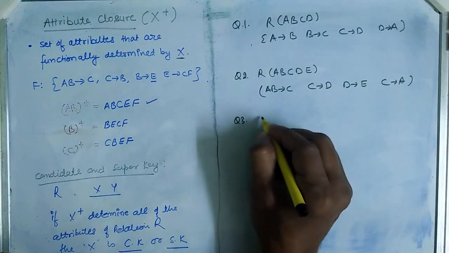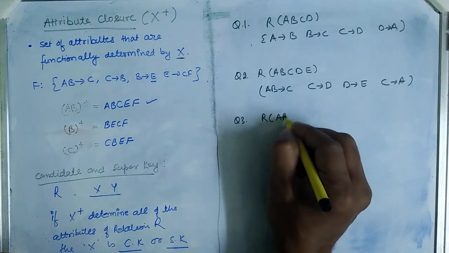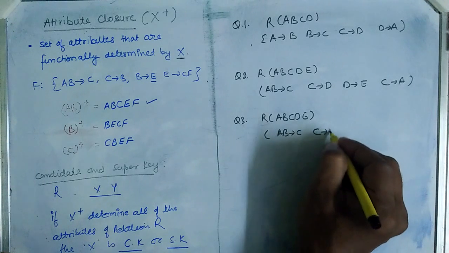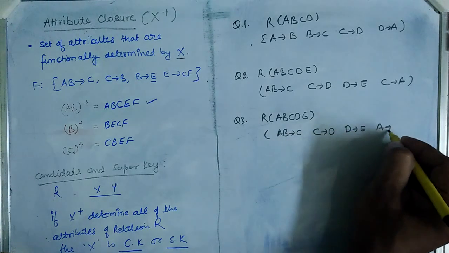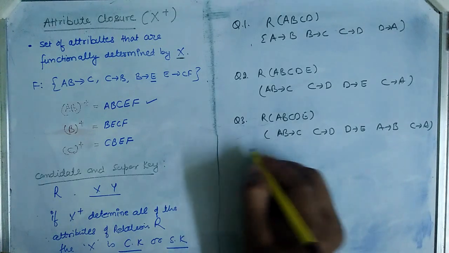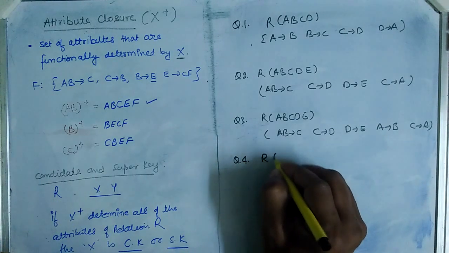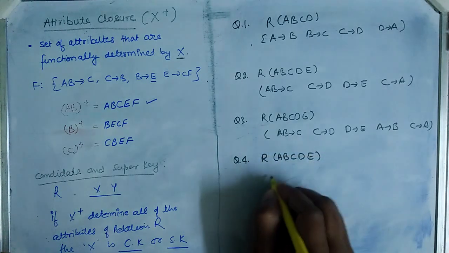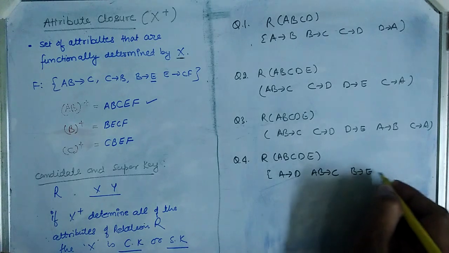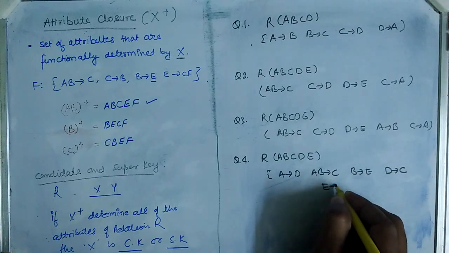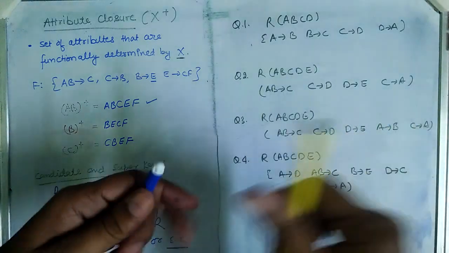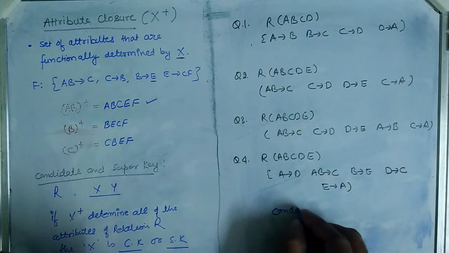Now question number 3, we have R with attributes A, B, C, D, E, and the set of functional dependencies are AB tends to C, C tends to D, D tends to E, A tends to B and C tends to A. Now the next question is question number 4, in which R is given as A, B, C, D, E with the functional dependencies A tends to D, AB tends to C, B tends to E, D tends to C and E tends to A. Now I recommend you to solve these questions on your own and try to find the candidate keys in these relations.